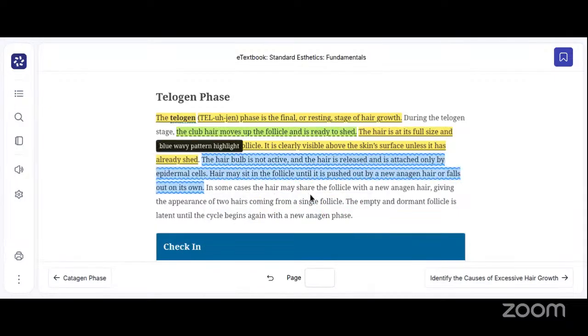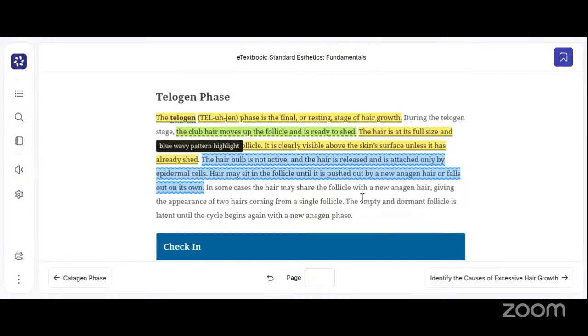It says in some cases the hair may share the follicle with a new anagen hair, which means sometimes you see two or more hairs inside a follicle, mainly two. So you have a telogen hair preparing to be shed, club hair ready to go, and then you have the new anagen hair that is building in, giving the appearance of two hairs coming from a single follicle. One is going out, and one is coming in. The empty or dormant follicle is left until the cycle begins again.